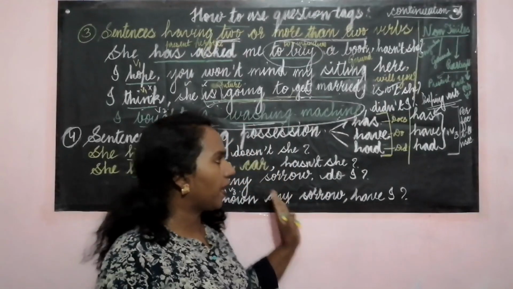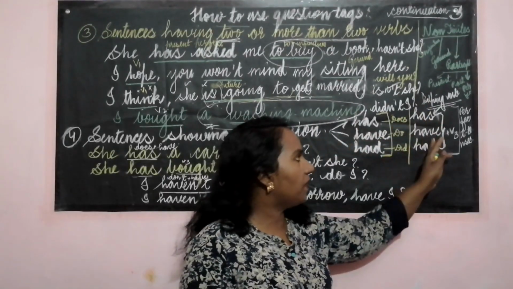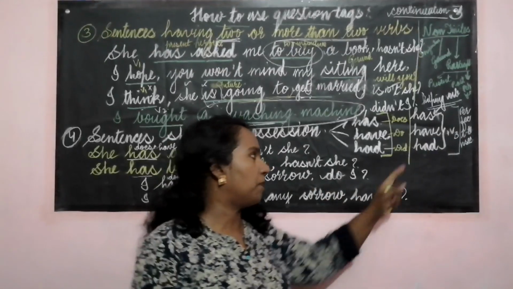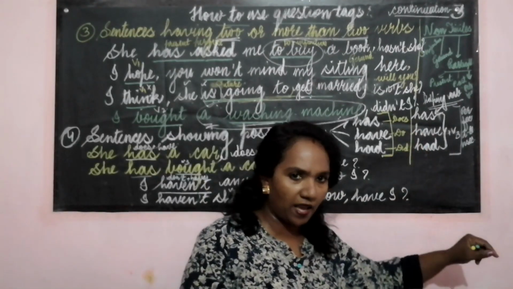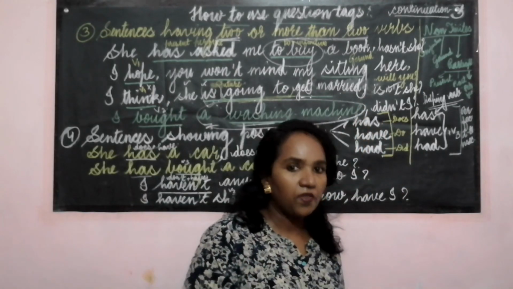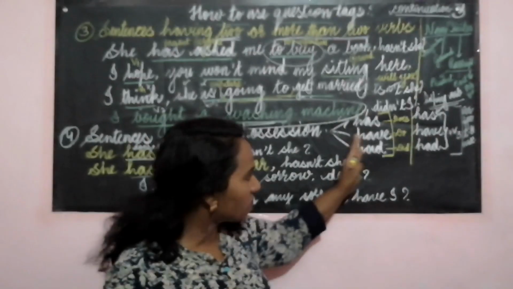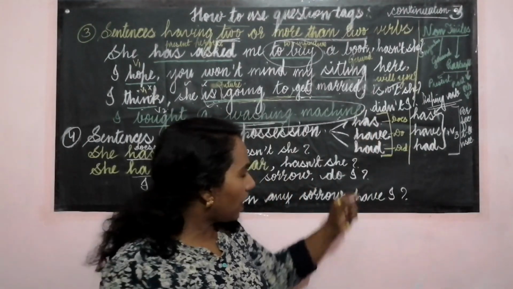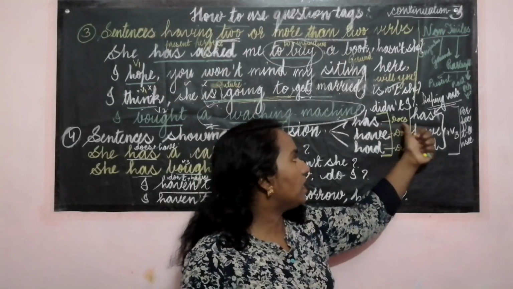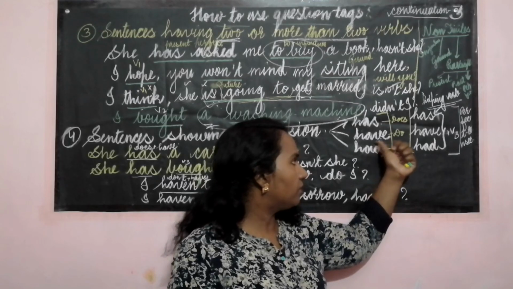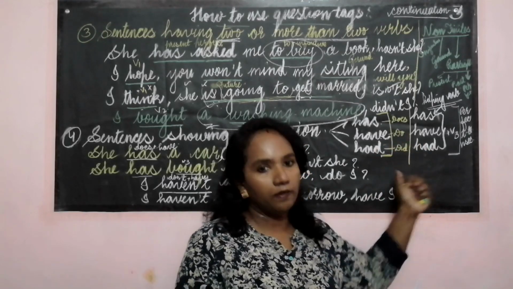So, you will have to take care: whenever we have the helping verb plus third form of the verb, you can use the helping verb as it is for forming the question tags, and when the helping verbs stand alone, they show the possession. So in those cases when has, have, had are used as possessives, we will have to take does, do, did.